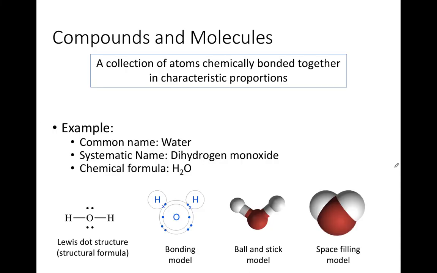One of the things we'll be using these elements, or different atoms, for is creating compounds and molecules. So now we're actually going to start putting things together to make a compound. You have individual elements that then come together, and they are chemically bonded in characteristic proportions.